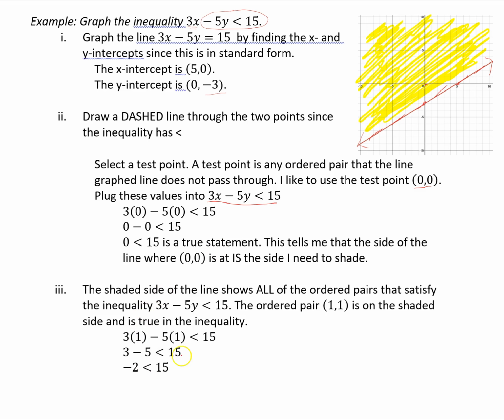So down below in part 3, I say the shaded side of the line shows all of the ordered pairs that satisfy the inequality 3x minus 5y is less than 15. Now the ordered pair 1, 1 is also on the shaded side, and if I plug this into the inequality, it's true. I could pick any of the ordered pairs in that yellow side and always come up with a true inequality. As a reminder, for those students that are in linear algebra and probability, you're going to shade the opposite of the true side. You're going to be shading the false side.